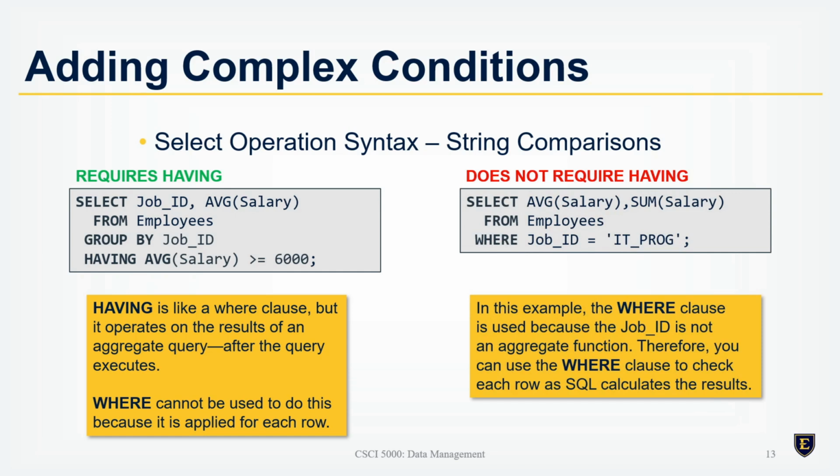The example on the right does not require a having clause because in this case we are not comparing to an aggregate function. We are comparing simply to a field in the table, and that field is job ID. For every row we want to compare to, we're just checking to see if job ID is equal to IT programming.